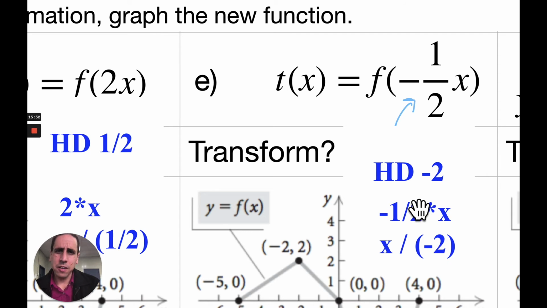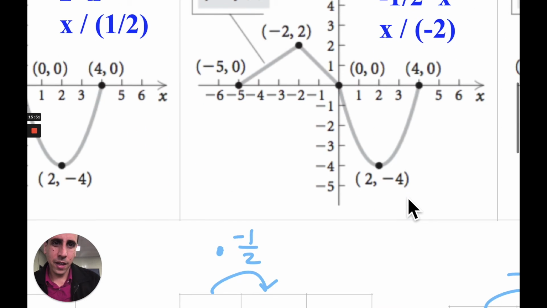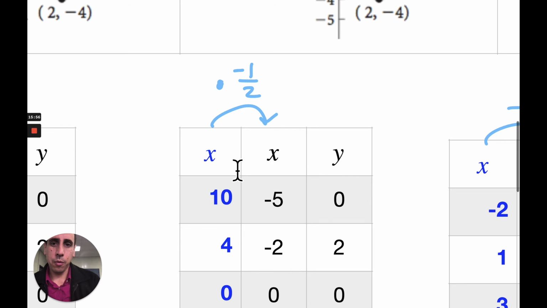And horizontal dilation of +2 would be take all these x values and double them, make them more spread out, twice as far away from the y-axis. If you multiply it by a negative value, that's going to cause a flip. You're going to see that things get flipped around and then doubled as well when we multiply all the x values by that. So you have to ask yourself, what number times -1/2 gives you -5? That's +10.